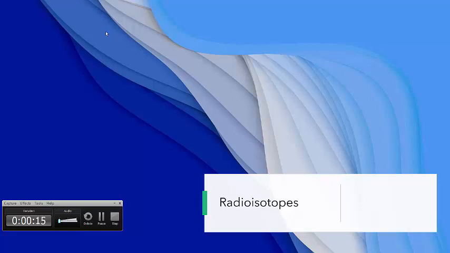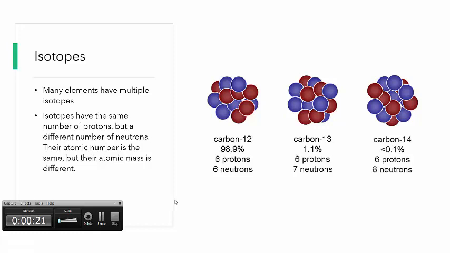In today's lesson, we'll be learning about radioisotopes. Now, many elements have multiple isotopes. What are isotopes? They're different forms of an element that have the same number of protons but a different number of neutrons. So in other words, their atomic number is the same but their atomic mass is different.